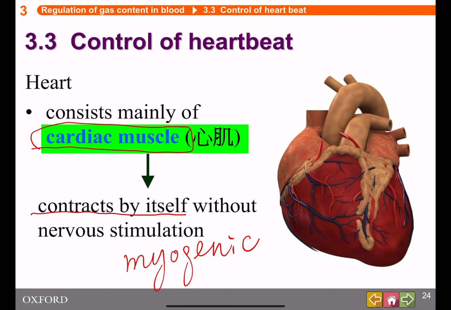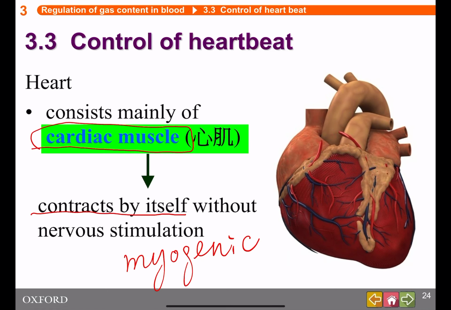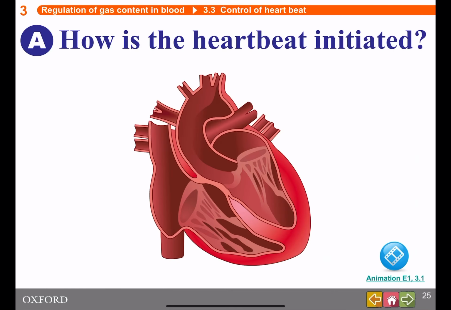But this term is not required in our syllabus, so your textbook does not give you this term. It refers to the generation of heartbeat by the cardiac muscle itself. Myo means muscle. Genic means generation of the heartbeat. Now let's look at the initiation or the generation of the heartbeat in more detail.